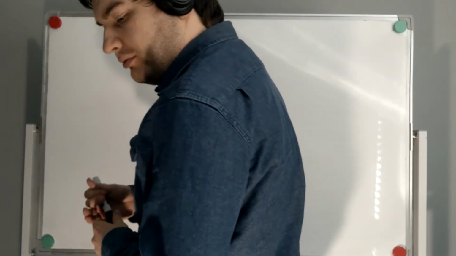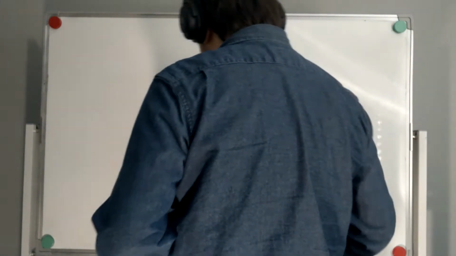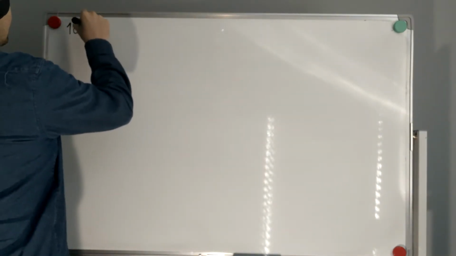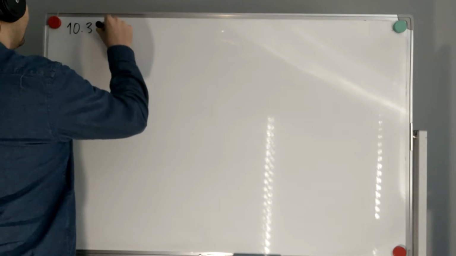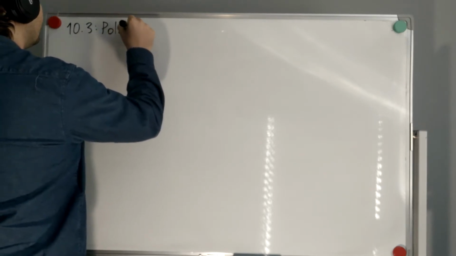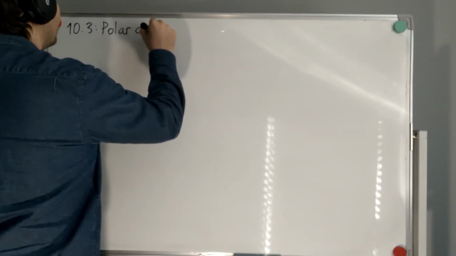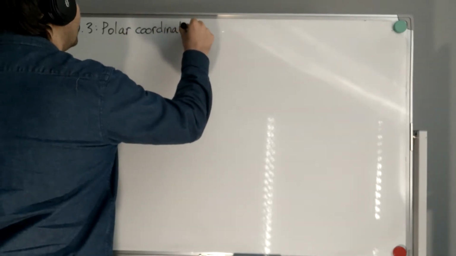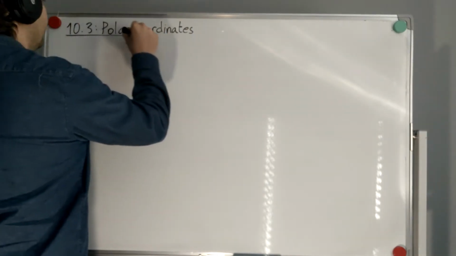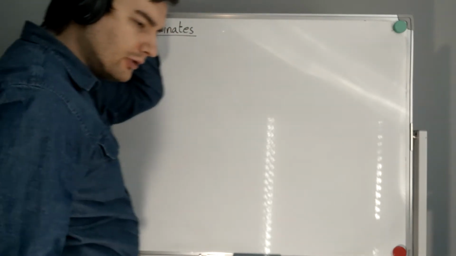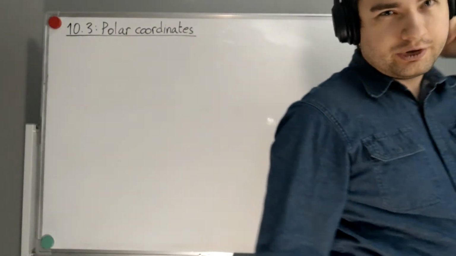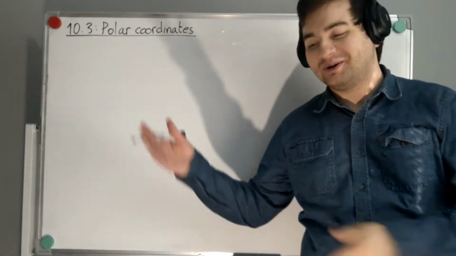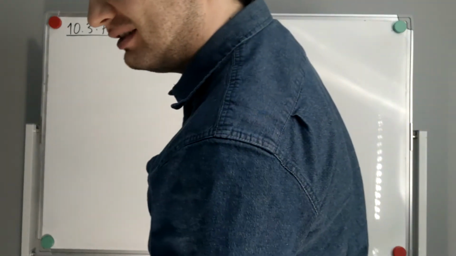So there's just two more sections that we need to discuss. 10.3 is about polar coordinates. Now, I suspect you've probably seen polar coordinates before, either in pre-calculus or trigonometry or sometime in high school. But high school was a long time ago, so of course we're going to review that a bit.